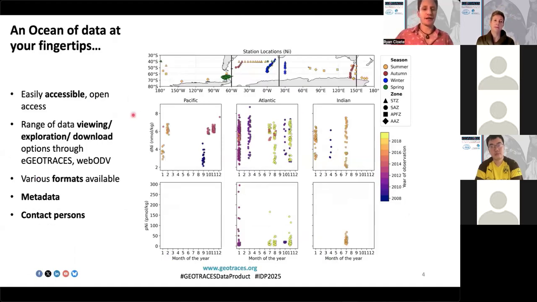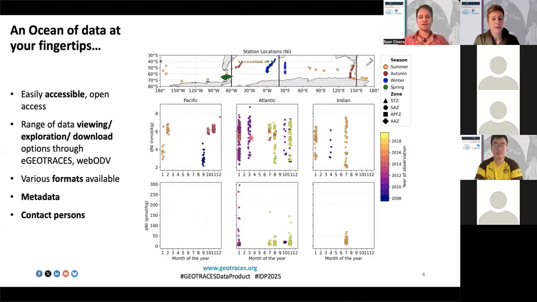This is really where we can upscale these ideas with the IDP. This plot is showing all of the Southern Ocean stations that have dissolved and particulate nickel data. They're colored according to their season, and the shapes represent the different zones. And in these panels, I've split the data up into the different Southern Ocean sectors and also shown the data for dissolved and particulate nickel.